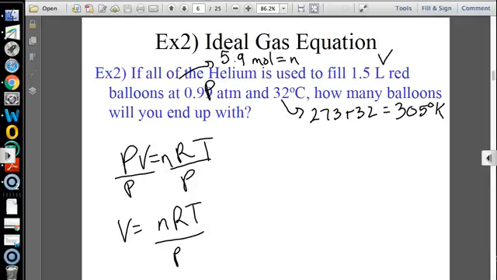Why don't you go ahead and see if you can solve for that total volume all by yourself, and then I'll help you out with the balloon part. I'm going to quietly be working this out up here.